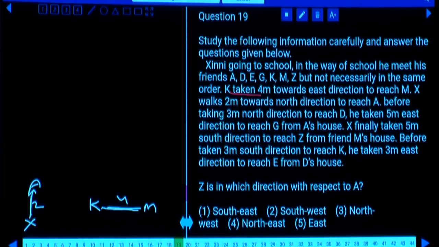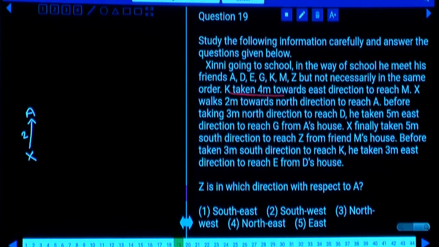Regularly, in general, we would give this information directly: A is 2 meters to the north of X and M is 4 meters to the east of K. Rather than giving that, we have included some more statements. If X has to move 2 meters north to reach A, it implies that A is to the north of X, at 2 meters. Done? Can we start with this one? If you take X at this place and A is 2 meters to the north of X, then what is the next information here?